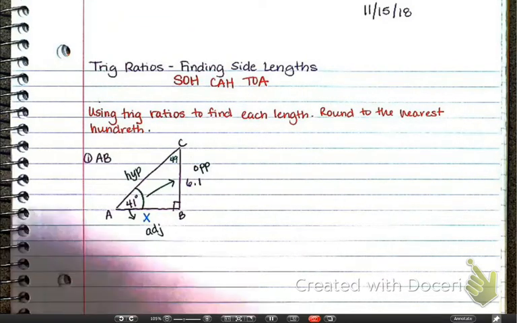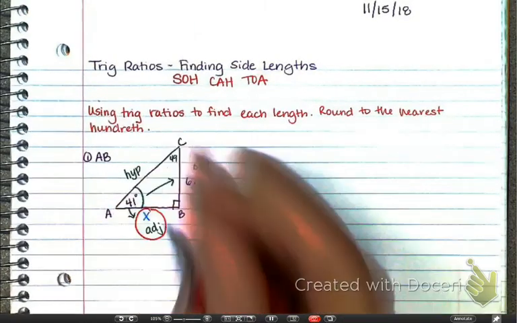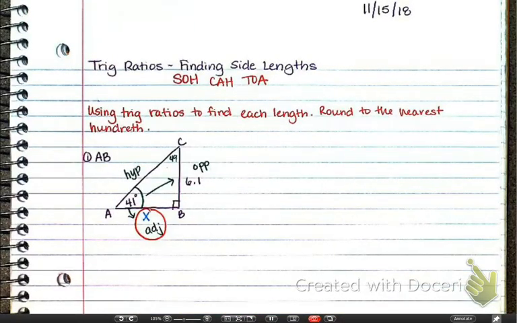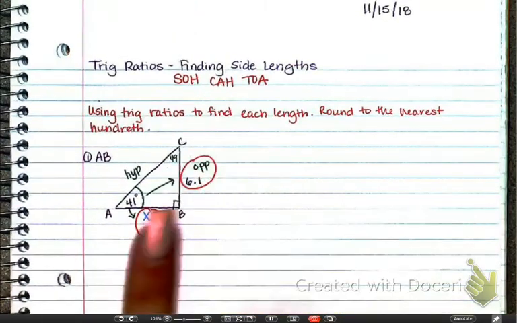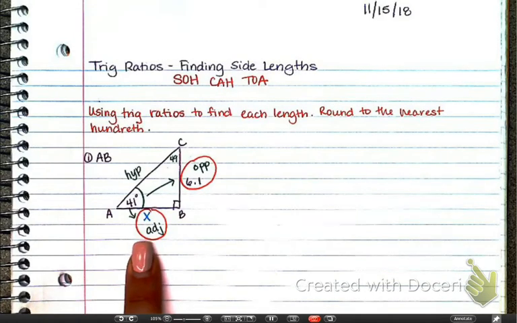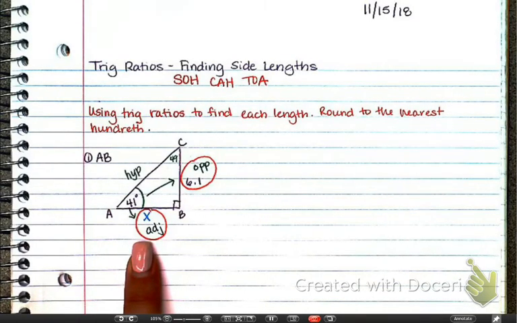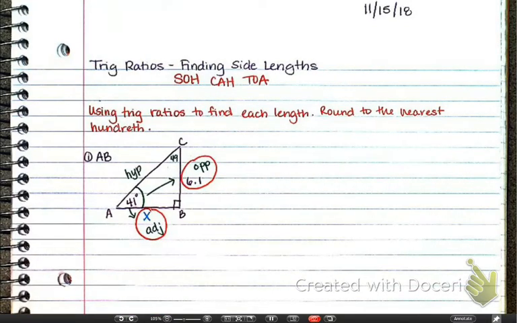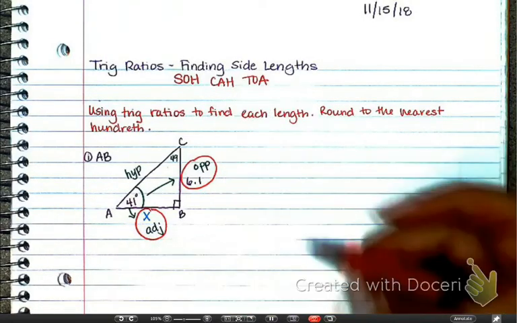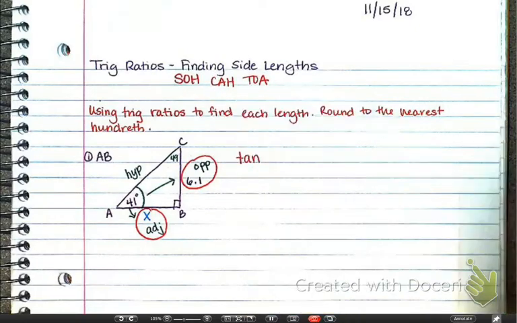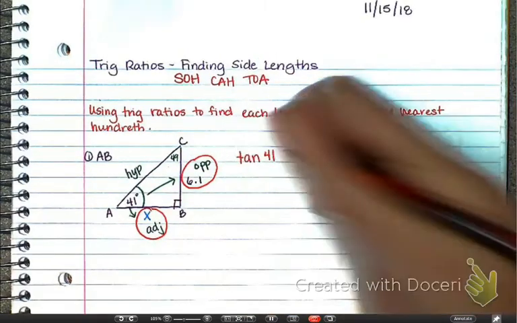Now, we need to know what X is, so I'm obviously going to use that side when I set up my equation. What other side do I know information about? CB, the opposite side, right? So I'm using the opposite side and the adjacent side. Which one of our trig functions, sine, cosine, or tangent, uses the opposite side and the adjacent side? Tangent. Everyone see that?